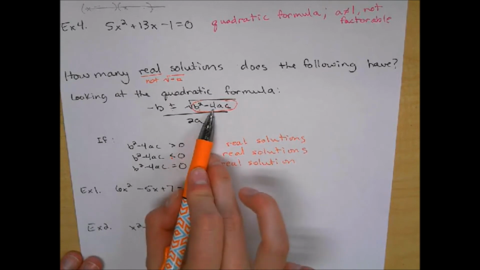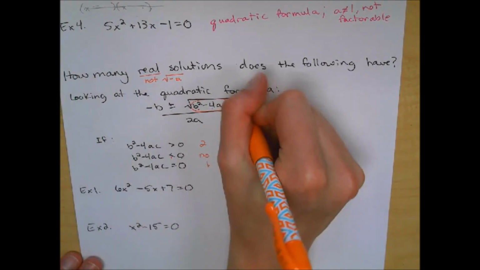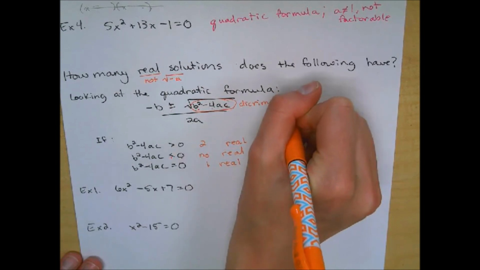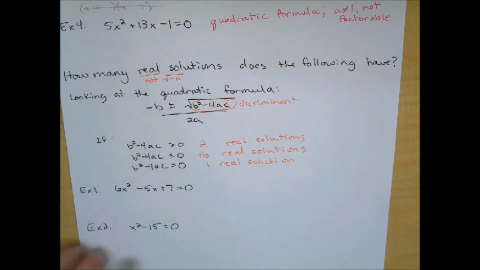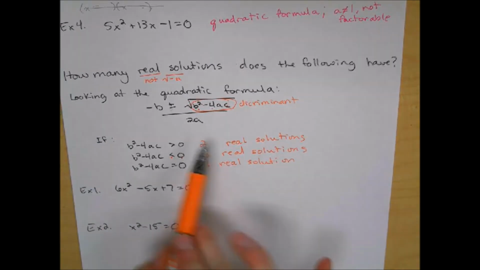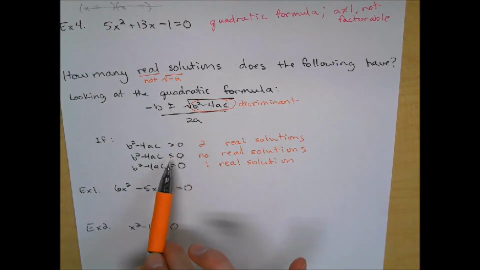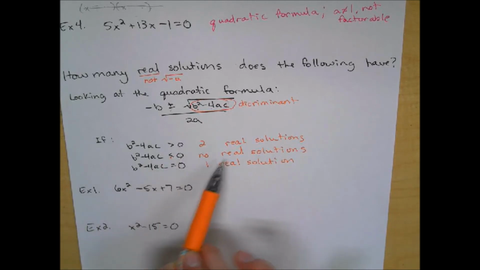Now this piece has a name. We call it the discriminant. So if the discriminant is positive, we have two real solutions. If it's negative, no real solutions. If it equals 0, we have one real solution.